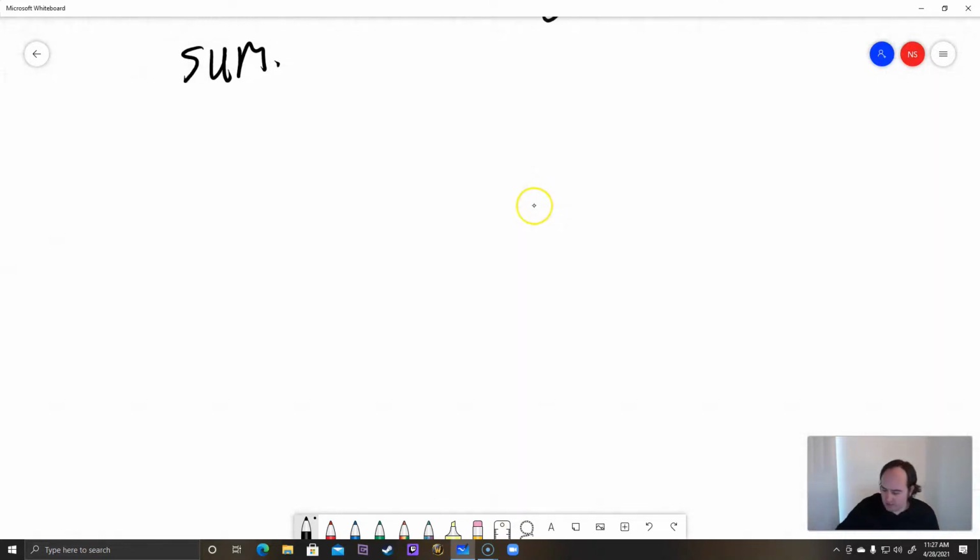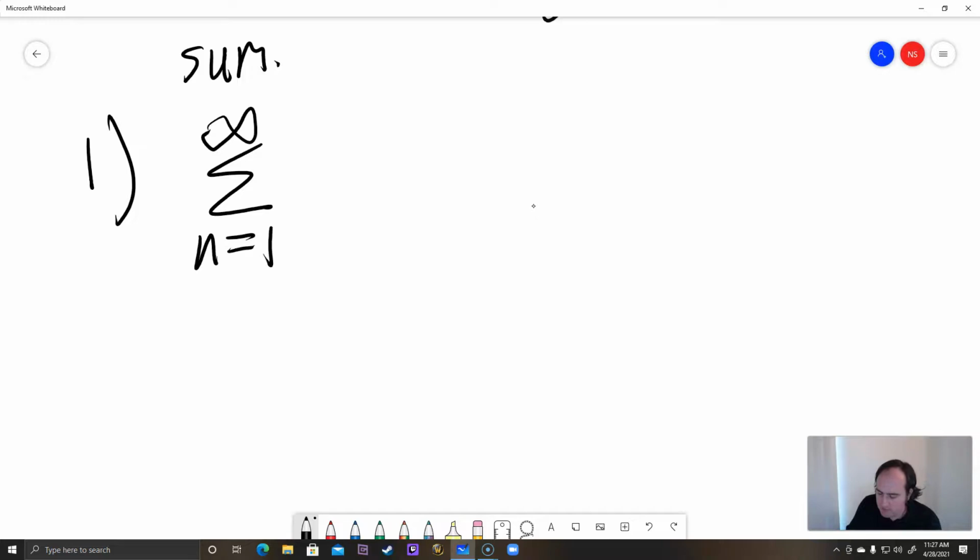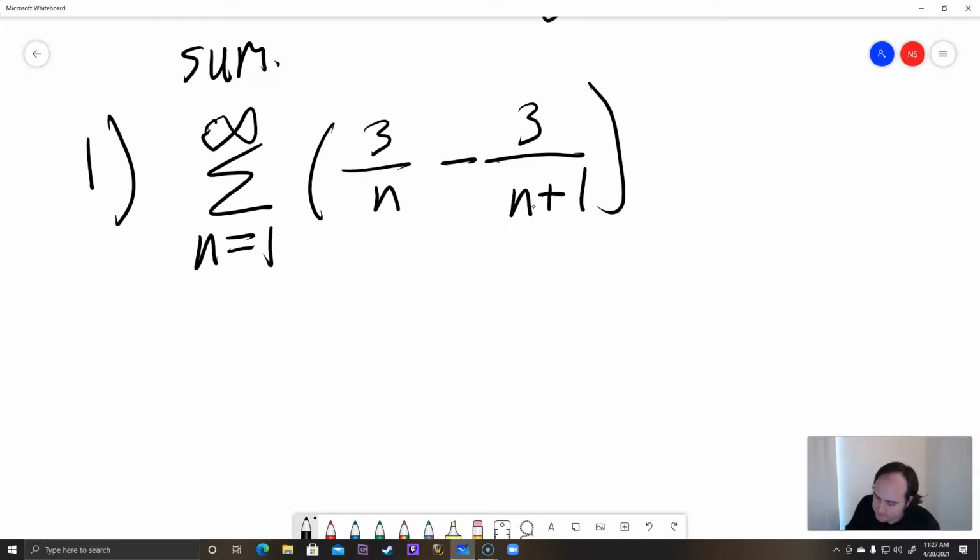So for our first example, example number 1, our series is going to be the sum from n equals 1 to infinity. Okay, so this one goes from n equals 1 to infinity. The earlier ones went from 0 to infinity, but this one happens to start on 1. Okay, and this is the sum of 3 over n minus 3 over n plus 1. Okay, so we need to find a formula for the nth partial sum.